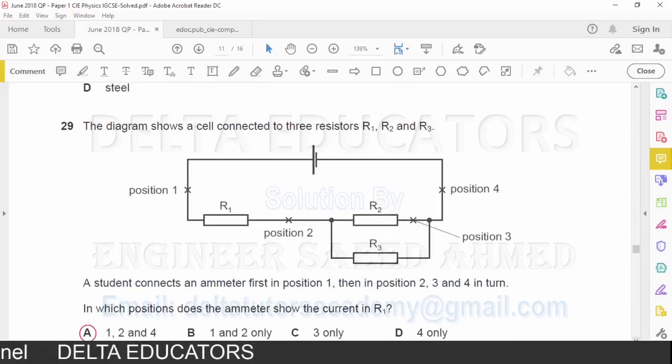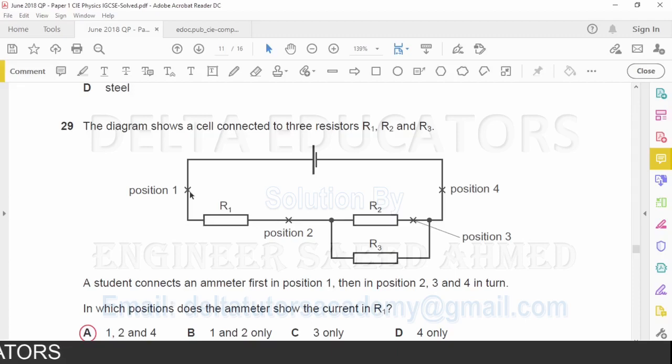Question number 29. The diagram shows a cell connected to three resistors R1, R2 and R3. A student connects an ammeter first in position 1, then in position 2, then 3 and then 4. In which position does the ammeter show the current in R1? Current in R1 is the current that is entering at this end, at this point.